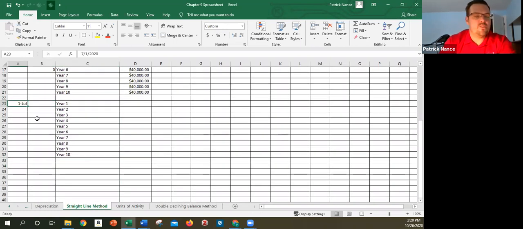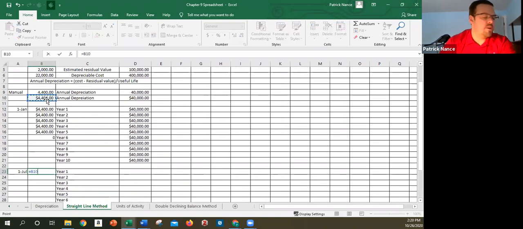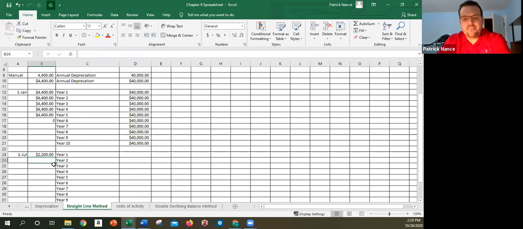So if I bought on July 1st, then I would need to take the annual depreciation, in this case $4,400 that I already found, times 6 divided by 12. And 6 divided by 12 comes from 6 months of the year. You could just do it by half because you know it's half the year, but just to show you that it's months, I did 6 months because that's how long we owned it out of the 12 months of the year, so it would be half. Now year 2 would be the full 4,400, and 3 would be the same, and 4 would be the same.